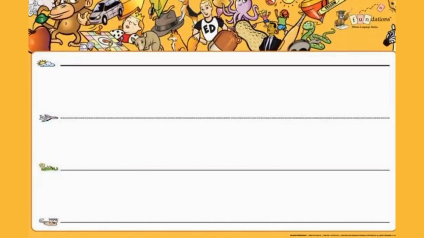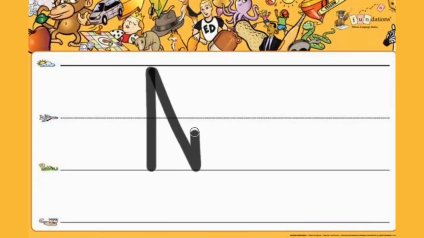For uppercase N, point to the skyline, go down to the grass line, point to the skyline, slide down to the grass line, go straight up to the skyline. For lowercase n, N is a plane line letter. It starts on the plane line. Point to the plane line, go down to the grass line, trace back up to the plane line, and make a hump.